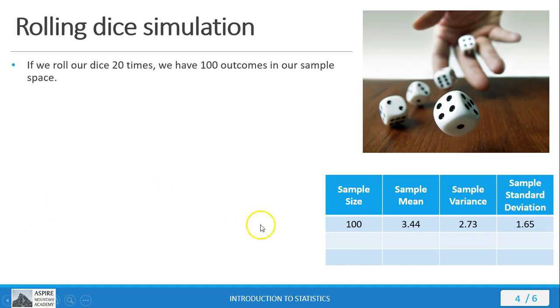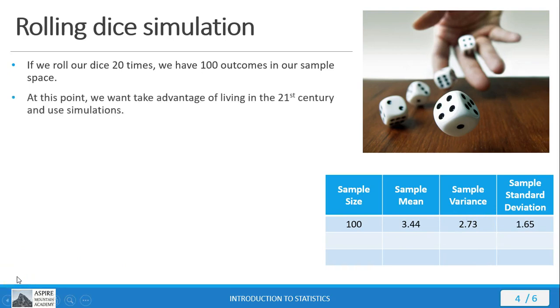I ran through the simulation, and we see that our sample mean is now 3.44. So we went down just a tiny little hair, but that's okay, 3.44, 3.45. I mean, we haven't really changed all that much. The variance for our sample is 2.73. And of course, the standard deviation for the sample, you just take the square root, that gives us 1.65. So that's what we get with 100 outcomes.